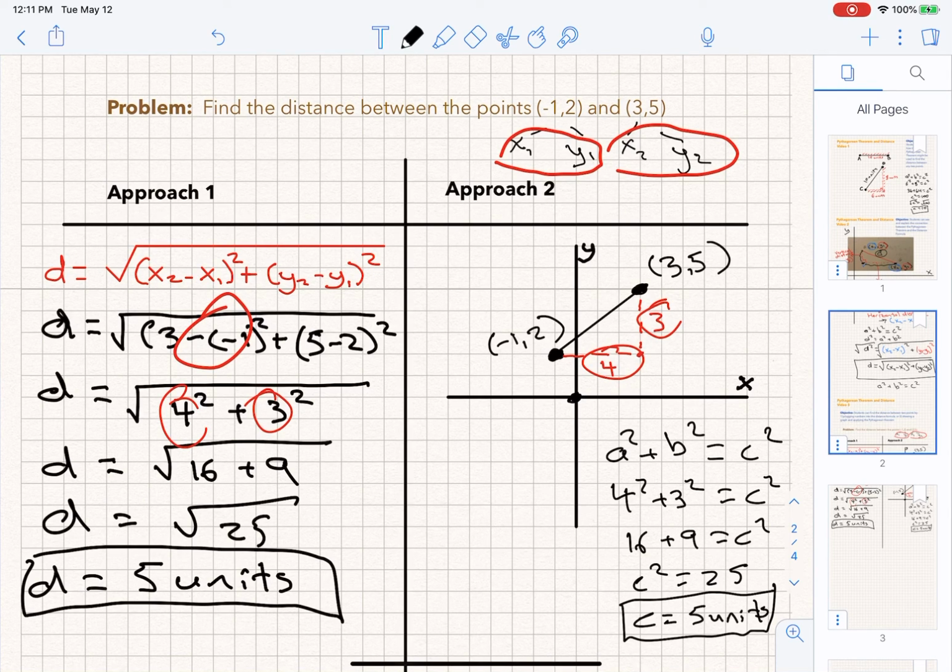And the reason that both approaches work is that both approaches are boiled down to different ways to express the Pythagorean theorem. That's the beauty of math. We can express things geometrically, like in approach 2, or algebraically, and it ends up meaning the same.